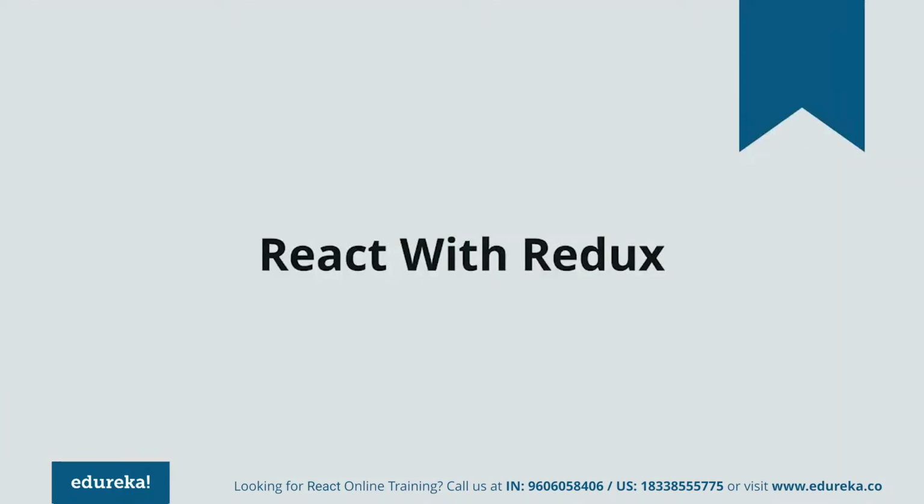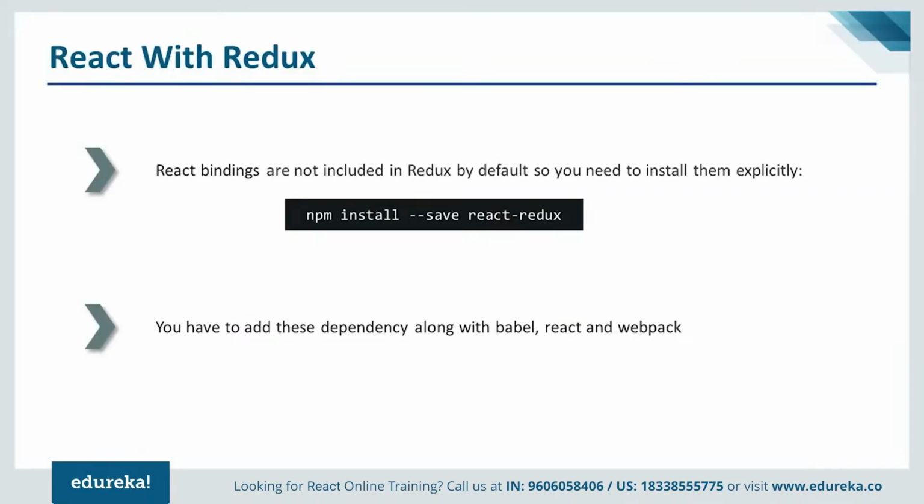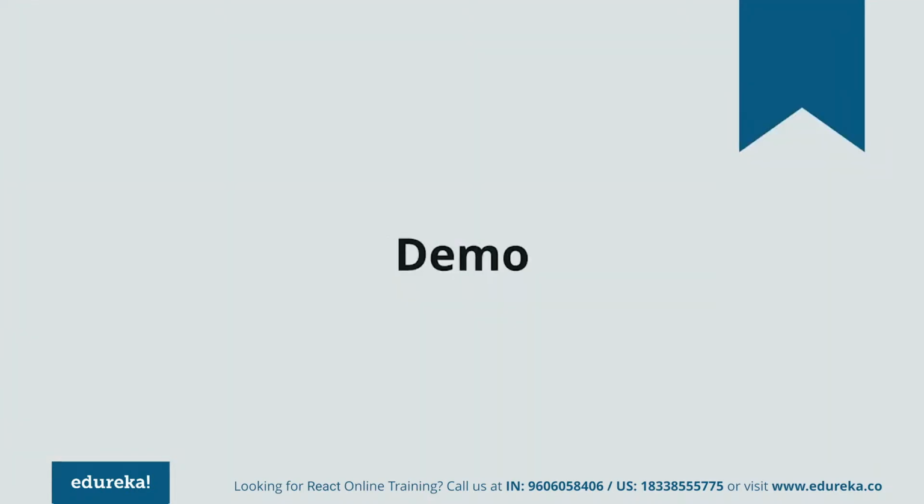Now we will see how we can use React with Redux. For using React with Redux, there are some React bindings which are not included in Redux by default. So we need to install them explicitly using npm install. Npm is node package manager. We can say npm install --save react-redux, and then we can add these dependencies along with Babel, React, and Webpack. Now we will see a small demo of how we can use React with Redux.